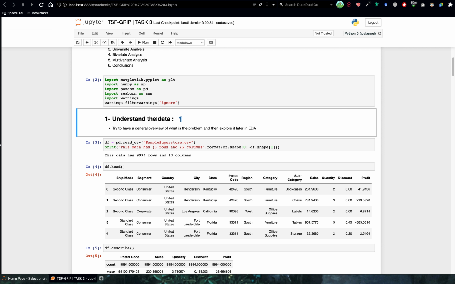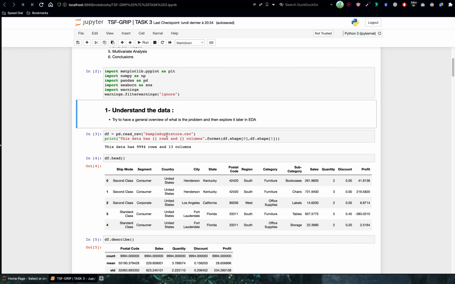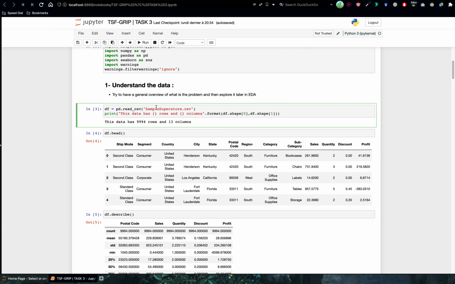First, we try to understand the data. We try to have a general overview of what our problem is, and then we explore it later through EDA. As we can see here, there are about 9,000 rows and 13 columns, which we can see clearly here.